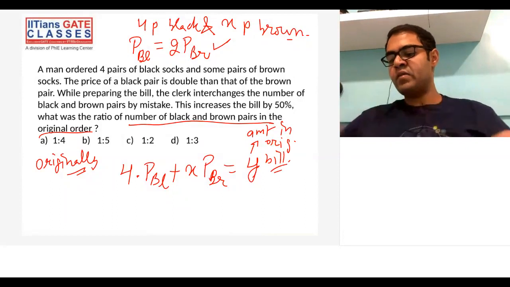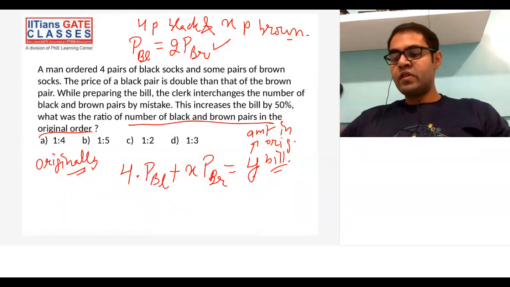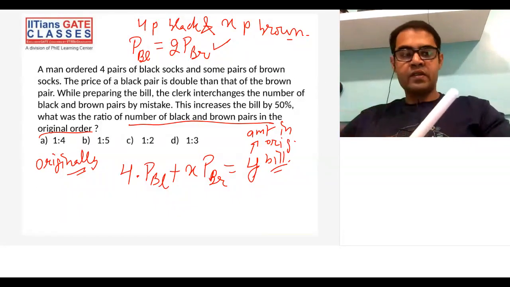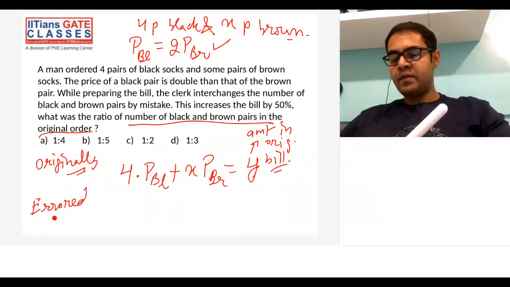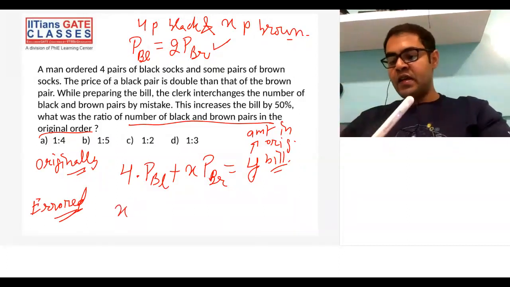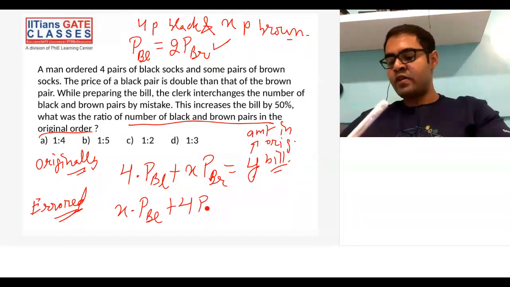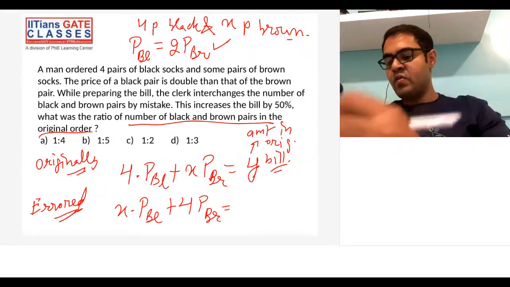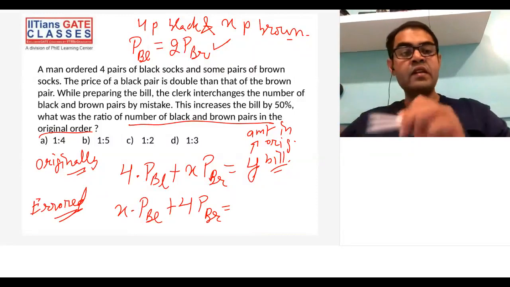Y is the amount in original bill. So this was true originally. But what he did is the errored bill, that was what he exchanged the pairs. So that means he wrote X pairs of black socks plus 4 pairs of brown socks. Which they are saying the bill increased by 50%.